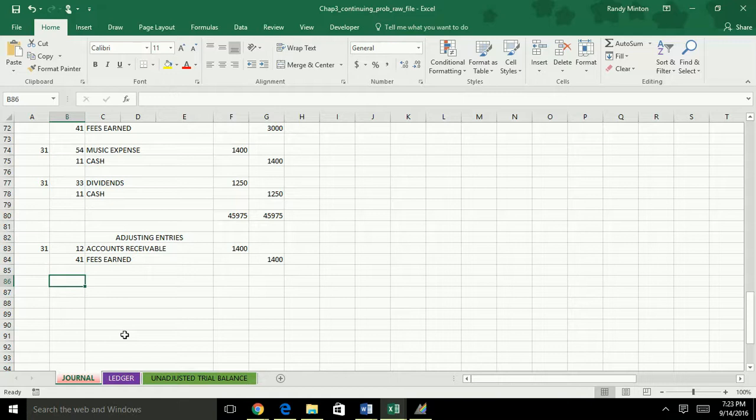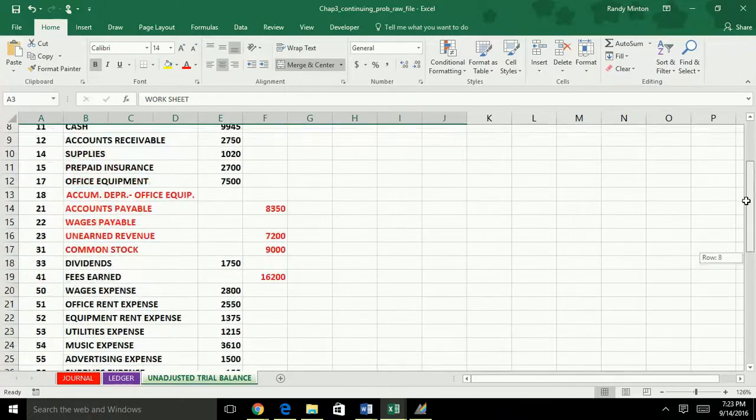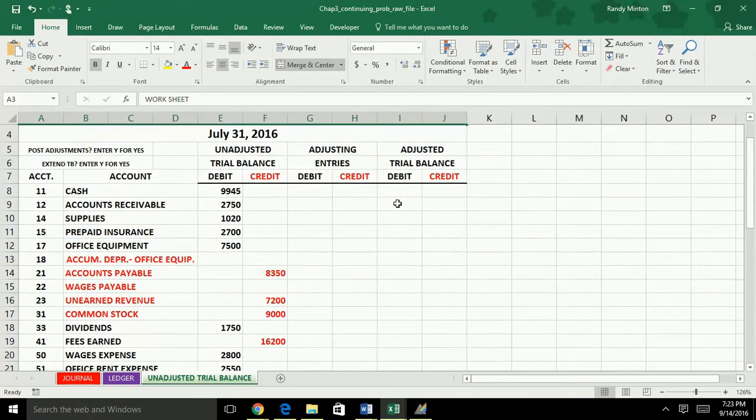B. Supplies on hand at July 31st, $275. Well, in order for us to be able to make this entry, what we need to know is how much is on the books currently. So I'm going to pop over here to the unadjusted trial balance very quickly, and I'm going to look at the supplies account, and I see that there's $1,020 in the account.